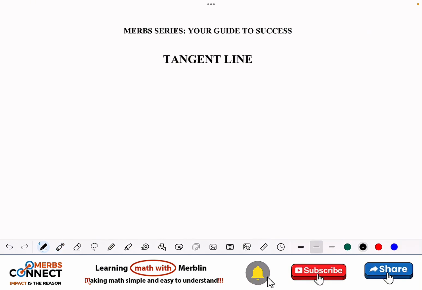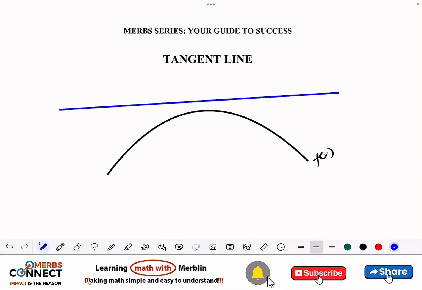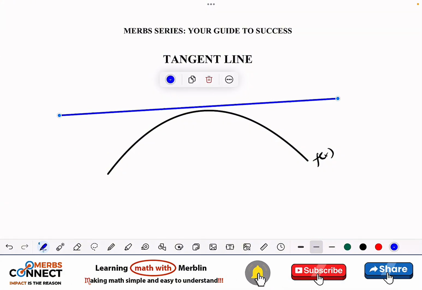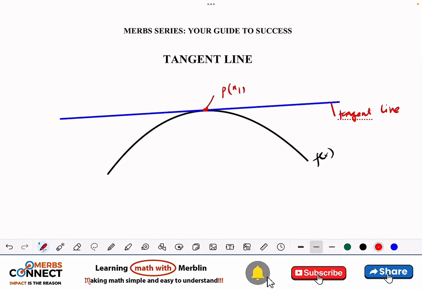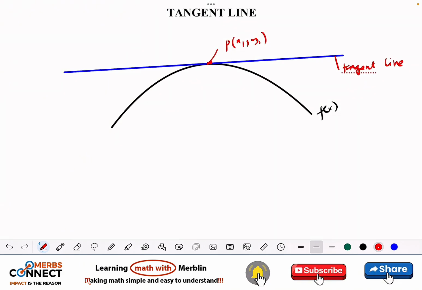So let me start by saying that I have a curve. Let me call this curve f of x. And then I have a line which touches the curve at one point. And this line, we are going to call it the tangent line, right? So this is the tangent line. Now let's assume that this is a point here, let's say P1, (x1, y1). Then we are talking about the tangent line.